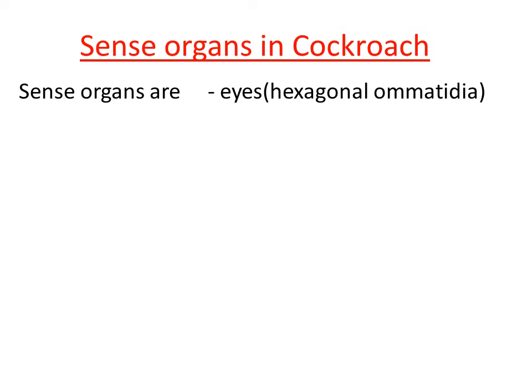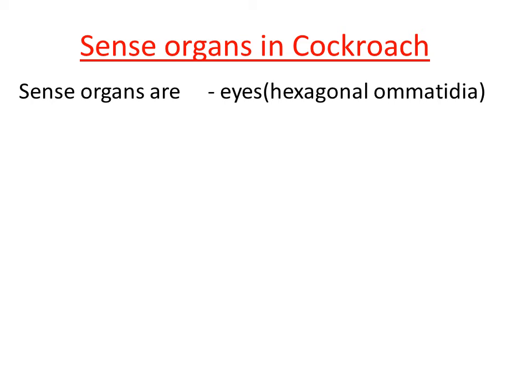Each eye consists of about 2000 hexagonal-shaped ommatidia. Ommatidia are the kind of cells present in the eyes, in hexagonal shape. So what is the function of ommatidia? If the cockroach looks at any object, it receives several images of the object because of these cells. There are many hexagonal ommatidia present in the eyes.